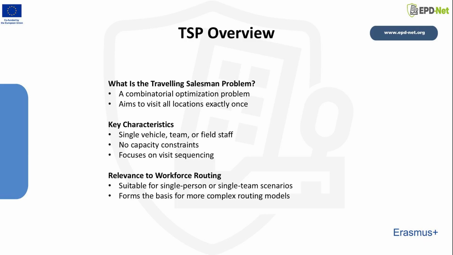Its objective is to determine the most efficient sequence for visiting a set of locations exactly once while minimizing a total cost, such as travel time or distance. TSP is characterized by its simplicity and focus. It is typically calculated for a single vehicle, team, or field staff member and does not include capacity constraints. The main decision variable in TSP is the order in which locations are visited, making it a sequencing optimization problem.